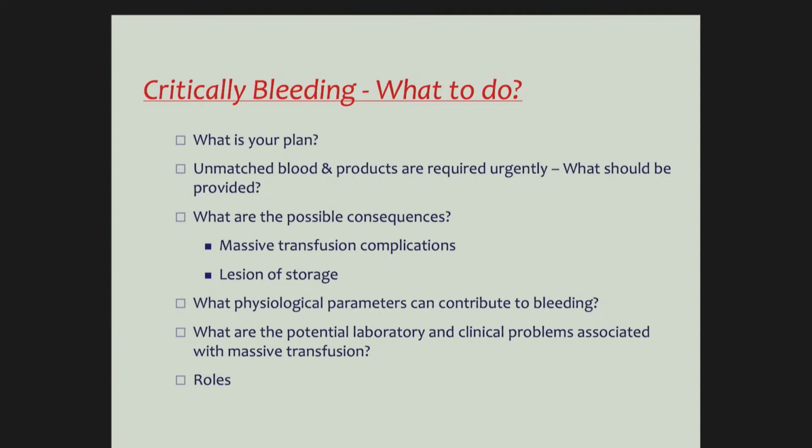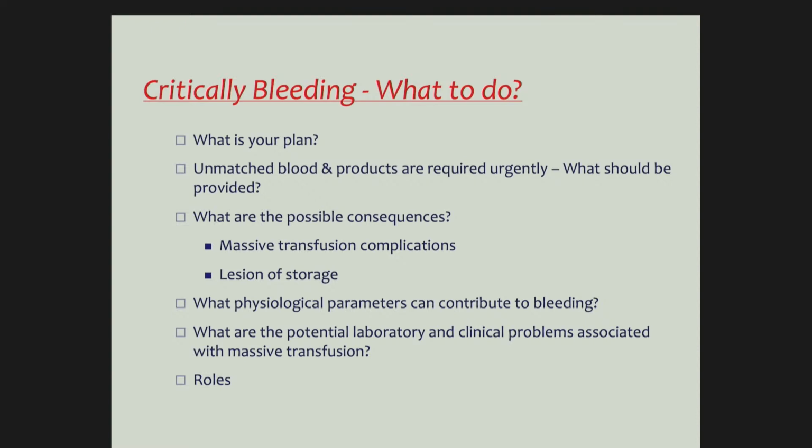So what to do? You've got a critically bleeding patient. What is your plan? And I'll put this in a case scenario near the end. So what is your plan? You've got a phone call, let's say from your transplant, saying, patient's got a catastrophic bleed. What is your plan? What unmatched products can you give urgently? What should you provide? Does your laboratory, does your hospital have an SOP to do patients like this?